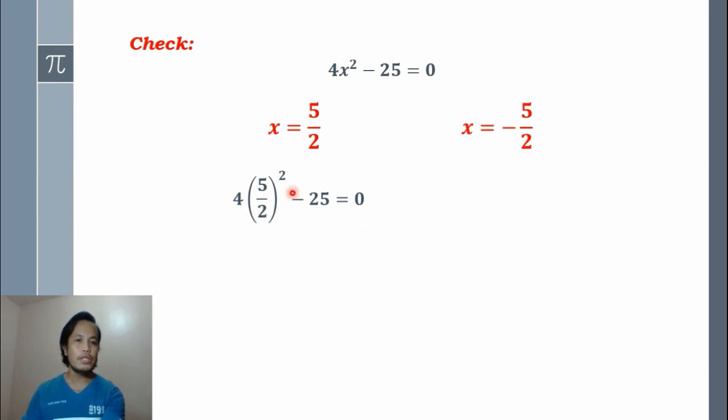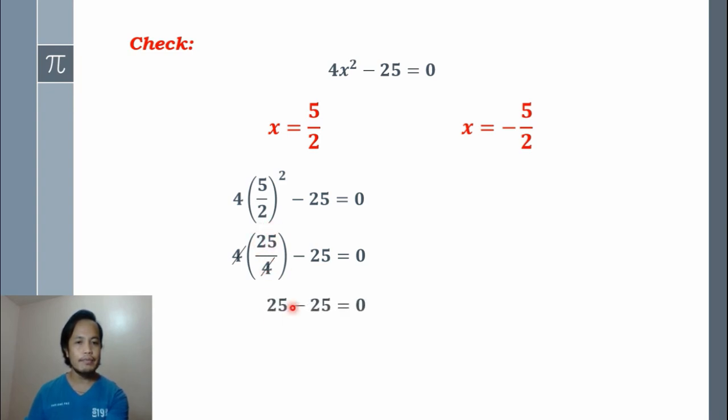Then we square 5 over 2. This 5 squared is 25 and 2 squared is 4. This time we have two choices. It's either we multiply 4 to 25, which will give us 100, then 100 divided by 4 would give us 25. Or you just simply cancel out directly the 4 here as the coefficient and the denominator here. So what remains is 25 minus 25 equals 0.